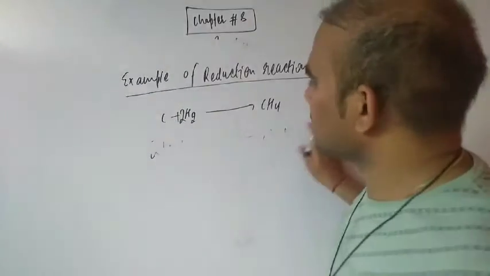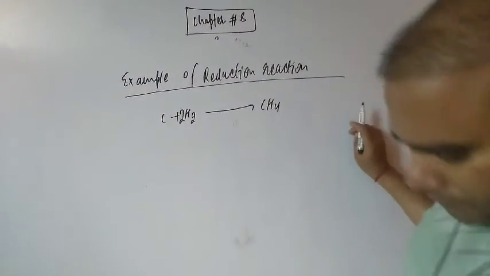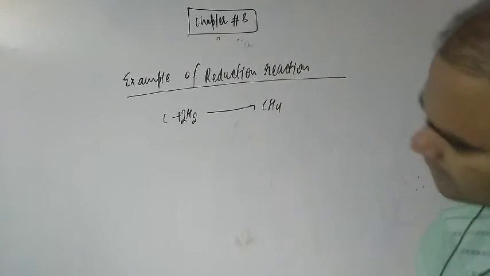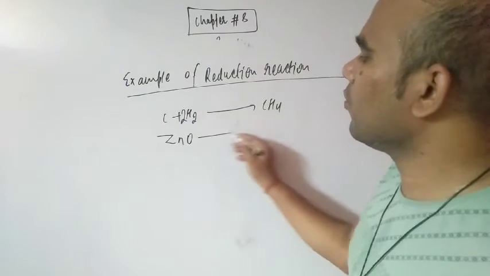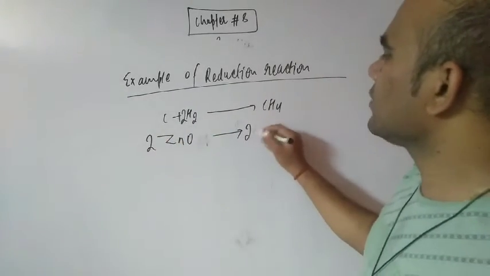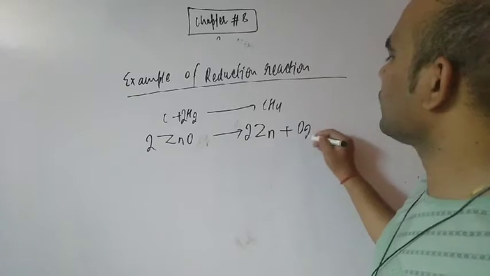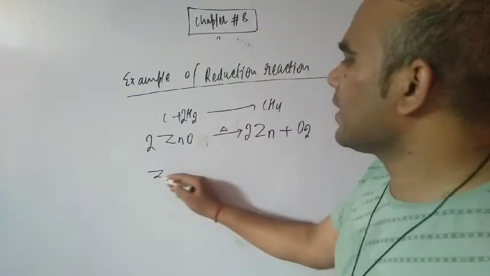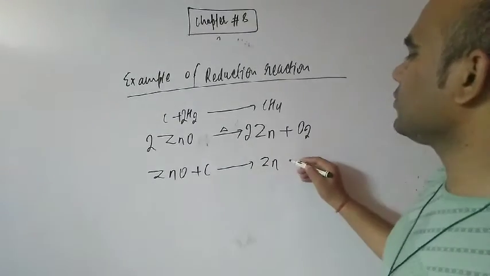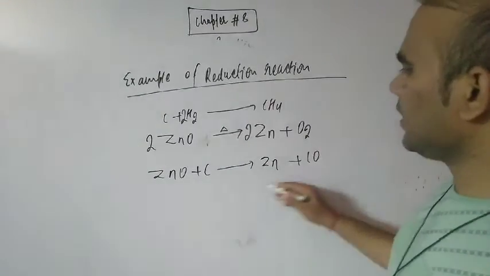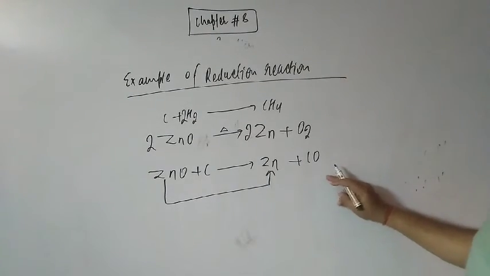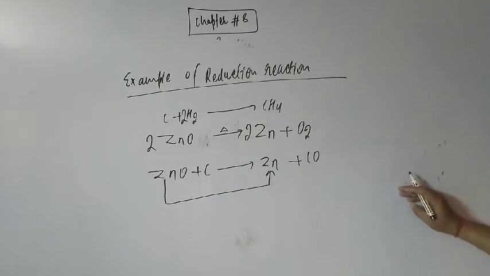Or you can skip this one, students. If I take another example, ZnO, and you heat it, it forms 2Zn plus O2. Suppose you take ZnO and treat it with C, it is going to be Zn plus CO. Here removal of oxygen is happening, so this is again a reduction reaction, dear students.